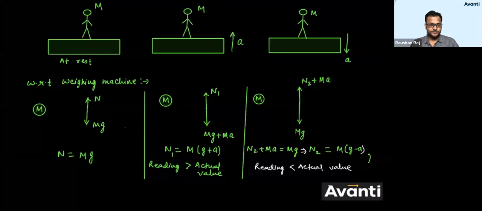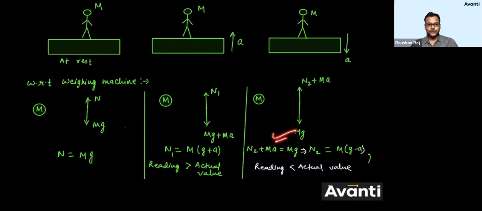Weight is the force required to make you hang in the air, or to make you stay at rest at a particular place. That is called weight. So the normal reaction that you experience from the surface in contact is the weight. If you want to stay at a place on the ground, the force that is required so that you stay at that point is the weight.